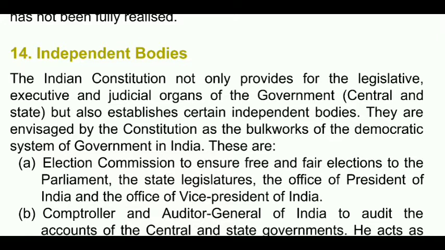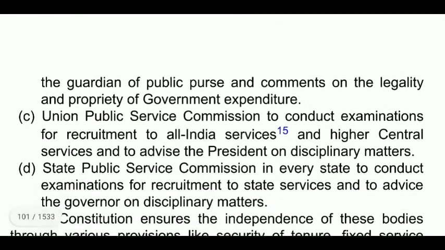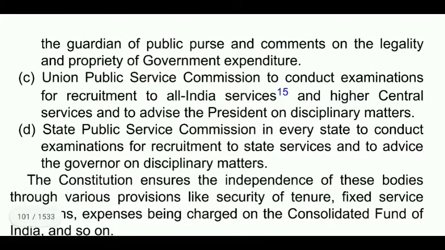The Indian Constitution not only provides for the legislative, executive, and the judicial organs of the government, central and state, but also establishes certain independent bodies. They are envisaged by the Constitution as the bulwarks of the democratic system of government in India. These are: first, Election Commission to ensure free and fair elections to the Parliament, the state legislatures, the Office of President of India, and the Office of Vice President of India. Second, Comptroller and Auditor General of India to audit the accounts of the central and state governments. He acts as the guardian of public purse and comments on the legality and propriety of the government expenditure.